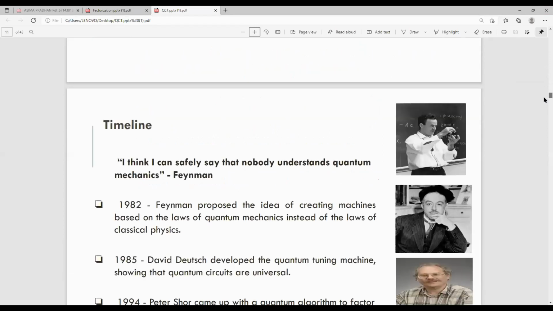Okay. Before we go, I'll tell you some history. As usual, it was Richard Feynman, who was always fascinated with quantum mechanics. In 1982, he wrote a paper saying that if you really want to solve quantum problems, you should design a quantum computer, because quantum problems are difficult to solve. Unless you have a real quantum computer, you will not be able to solve them.